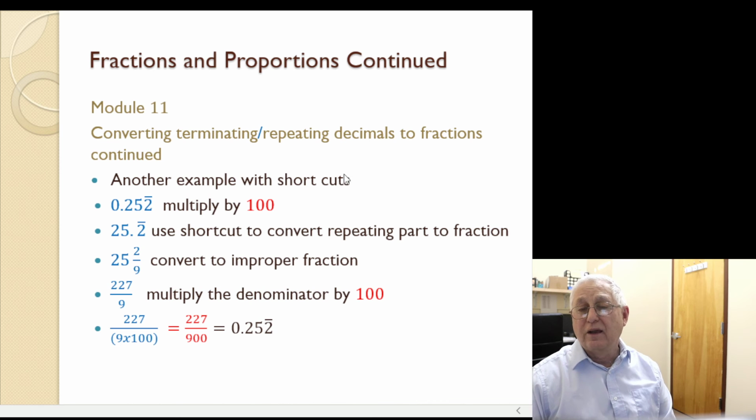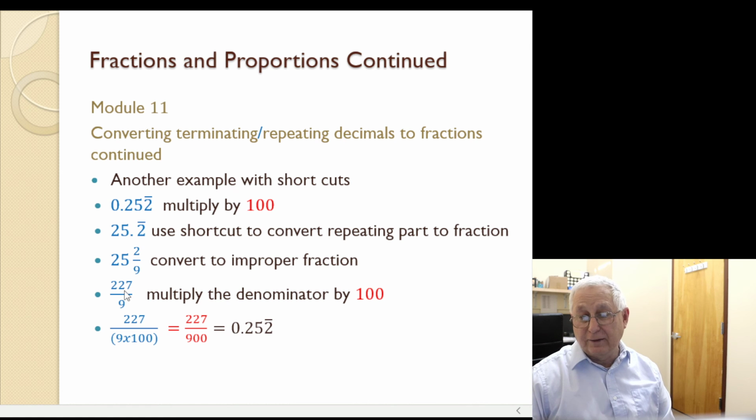Here's another example with a shortcut. Here we have 0.25, which is the terminating portion, over bar 2. The 2s go on forever. We're going to multiply by 100, and we get 25 point bar 2. Okay, and then all we have to do, if you remember, for the repeating portion, because this is in tenths, is put it over 9. So 25 and 2/9 converts to the improper fraction.